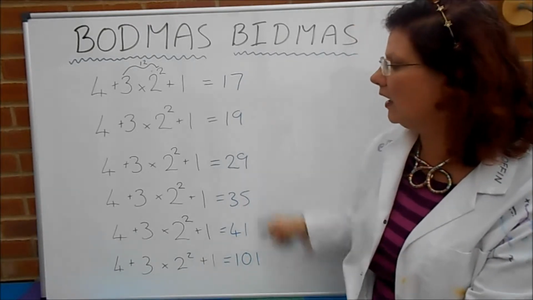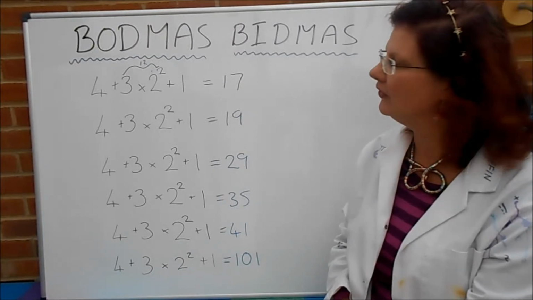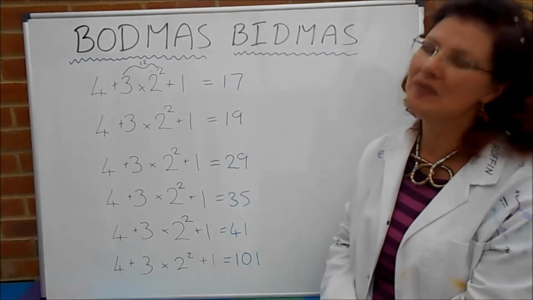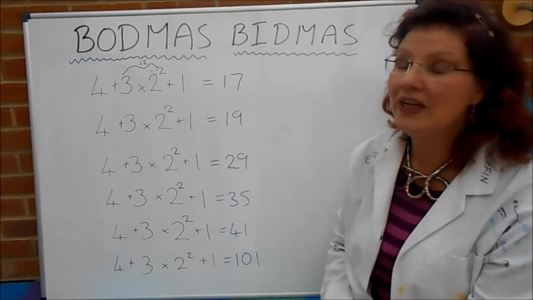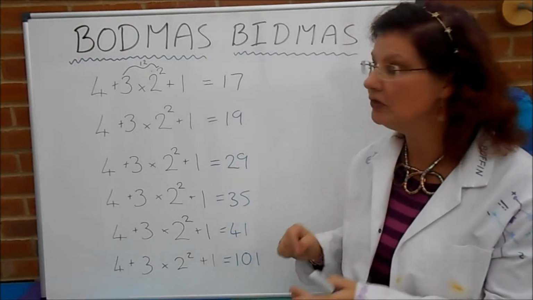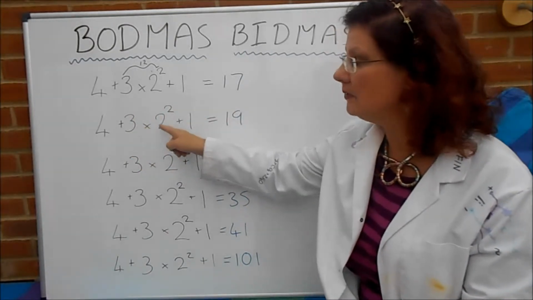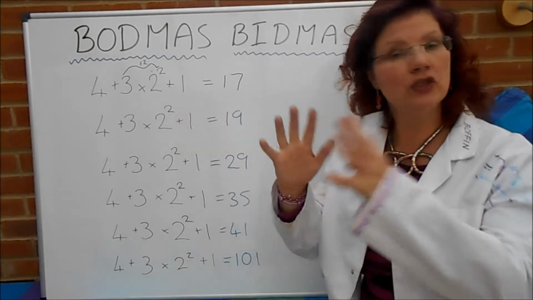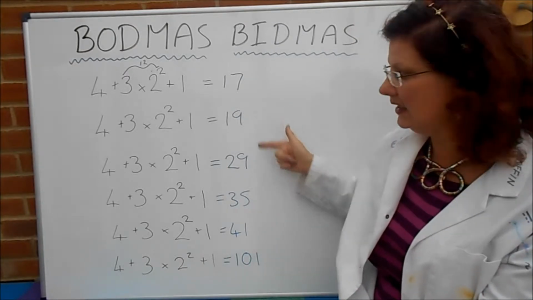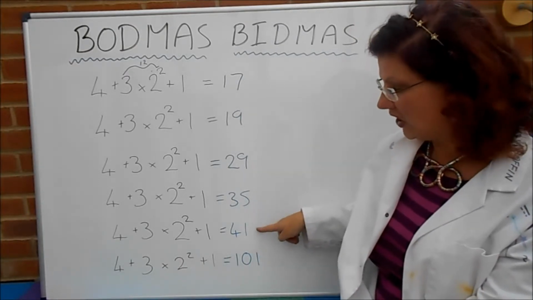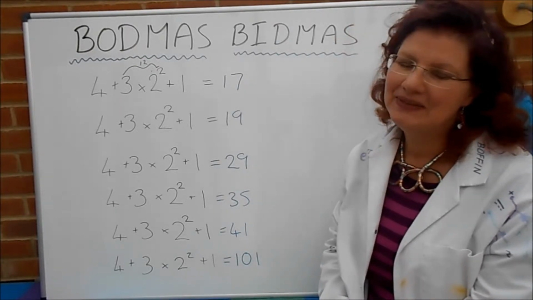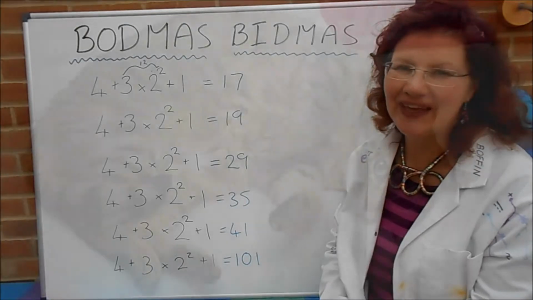So I've got other ones here with different answers. That's because these all need some brackets in them. And this is going to be a puzzle for you. You've got to work out where to put the brackets to get the different answers. So you're going to need a sheet of paper, something to write on. Put down your 4 plus 3 times 2 squared plus 1. And then just practice putting brackets in different places and see which come out. You should be able to get a 19, 29, a 35, a 41 and a 101. So, pause now, thinking caps on, and have a go at that.